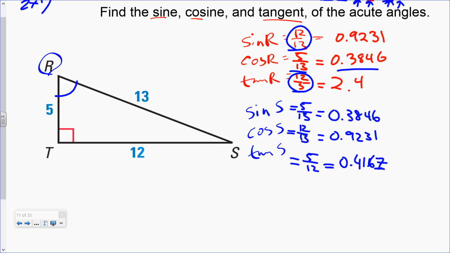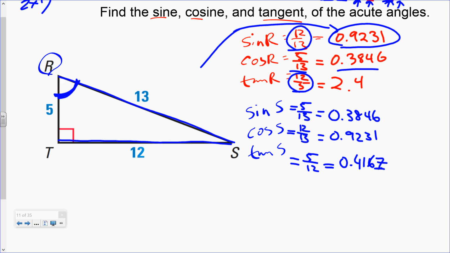What was the sine of R? What was the ratio of the sine of R? Everything that we wrote here. Wasn't it this? Right, the sine of R became 0.9231. Where did that ratio come from? Well, we took the opposite over the hypotenuse, and it became that.